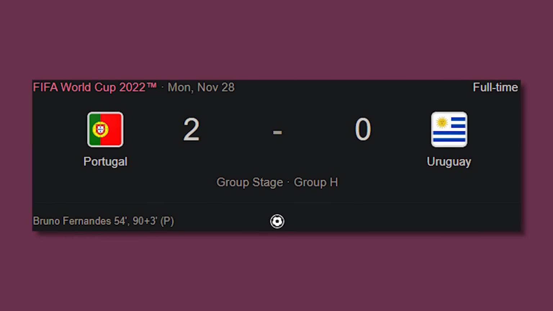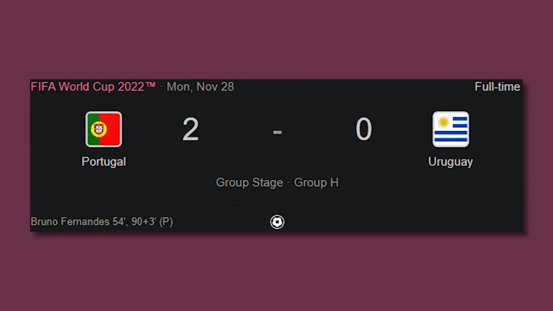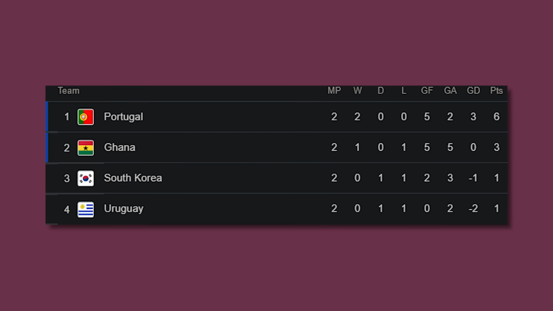Then the 87th minute, Portugal win a controversial penalty, and goal Cristiano Ronaldo, sorry, I meant Bruno Fernandes. And so, Portugal confirm a spot in the next round with a 2-0 win. Player of the match? This guy. Group H still has one spot remaining with Portugal at the top currently.